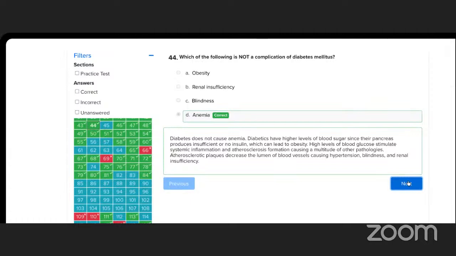44. Which of the following is not a complication of diabetes? Diabetes will not cause anemia. Okay. Diabetes have high levels of blood glucose, since their pancreas produces an insufficient amount of insulin, which can lead to obesity. High levels of blood glucose stimulate systemic inflammation and atherosclerosis formation, causing a multitude of other pathologies. Atherosclerotic plaques decrease the lumen of blood vessels, causing hypertension, blindness, and renal insufficiency. Okay.